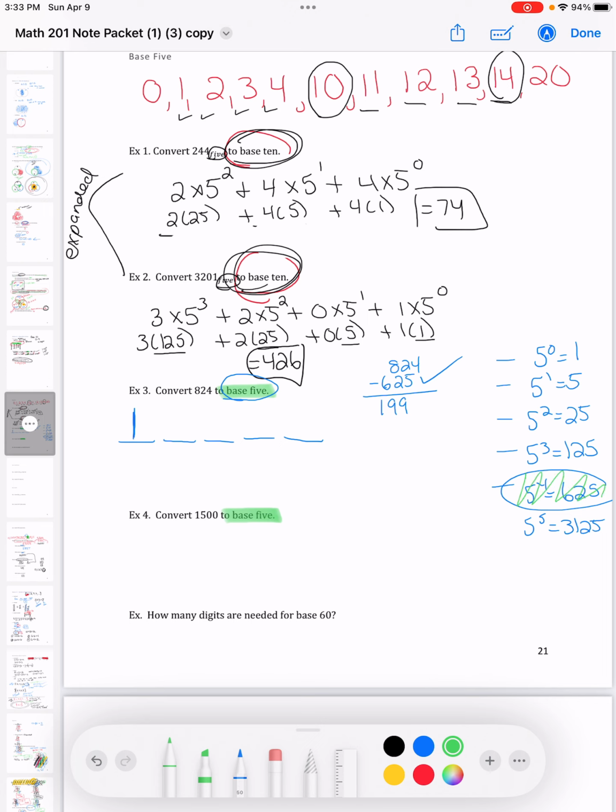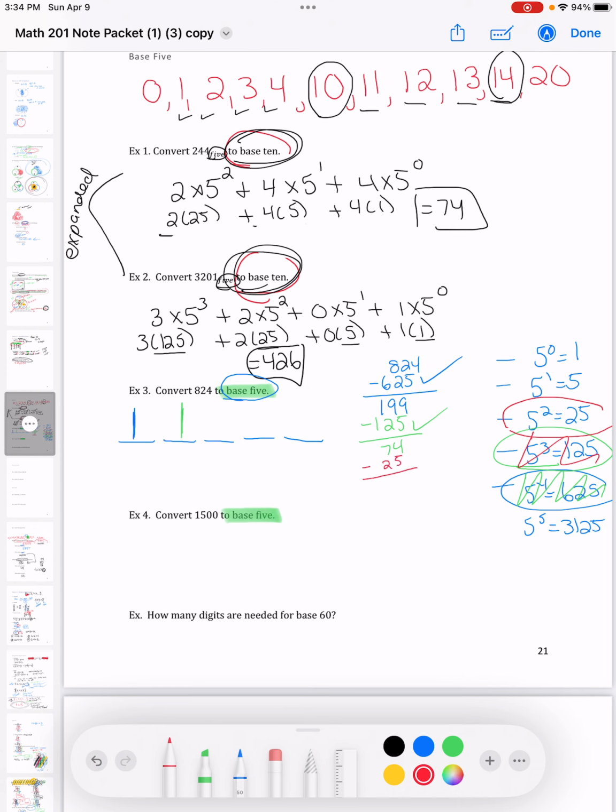I've done that one. Now I'm going to go down to 5 cubed. I'm going to subtract 125. That leaves me with 74. Again, I subtracted one time. Now I'm going to subtract 25. Now I can do this more than once. So I'm going to keep doing it as many times as I possibly can.